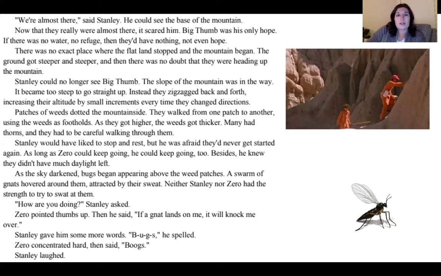Stanley could no longer see Big Thumb. The slope of the mountain was in the way. It became too steep to go straight up. Instead, they zigzagged back and forth, increasing their altitude by small increments every time they changed directions. Patches of weeds dotted the mountainside. They walked from one patch to another, using the weeds as footholds.